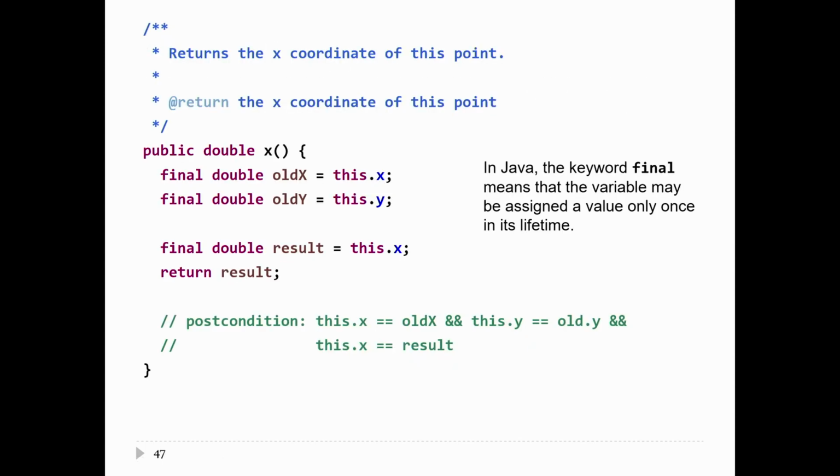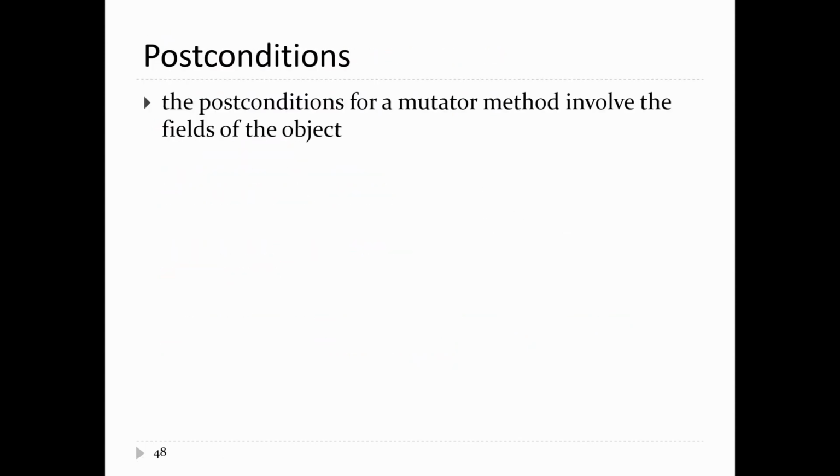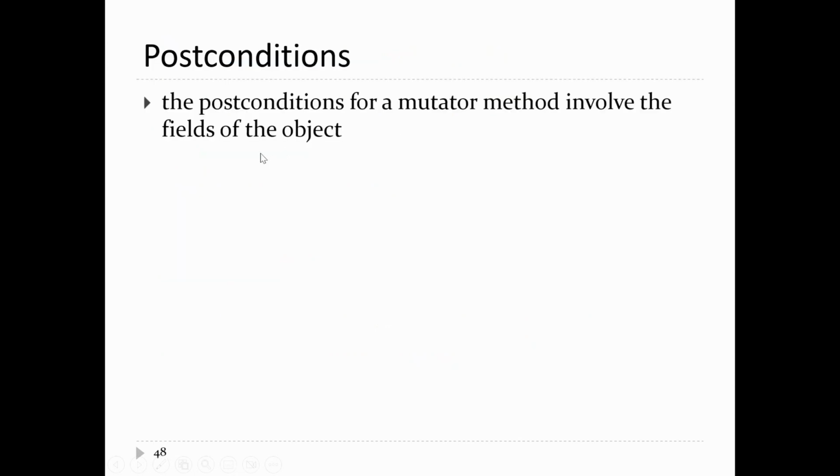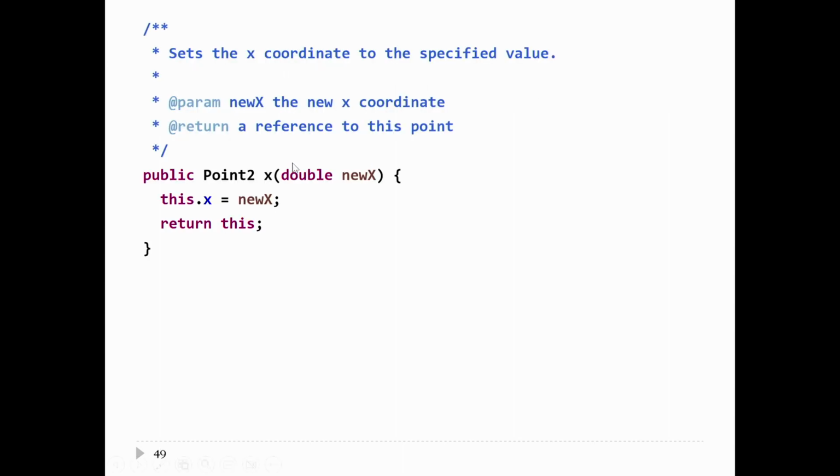Okay, so let's look at one more example, and then that'll be it. I don't want to beat this to death, because it's really awkward to do in Java. So this was for a simple little accessor method. What does it look like for a mutator method? In a mutator method, the method's going to promise to change the state of the object. Here's the method x that changes the x coordinate of the point.